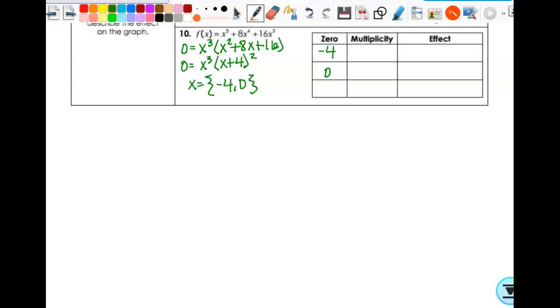What's my multiplicity on -4? 2. So what's the effect? Tangent. What's the multiplicity on 0? 3. And what's this? Point of inflection. Remember, I'm okay with you abbreviating it, but make sure you add the L so I know you know it's inflection and not infection, and we're all good. Okay? Any questions at all? Awesome. So then make good use of your time and either work on the sketches from Friday or your Delta Math.